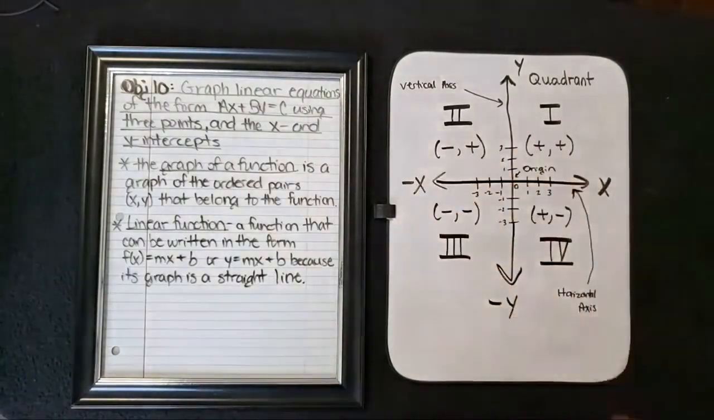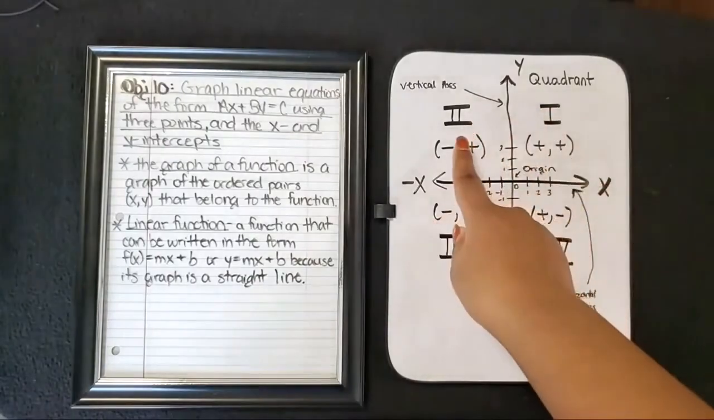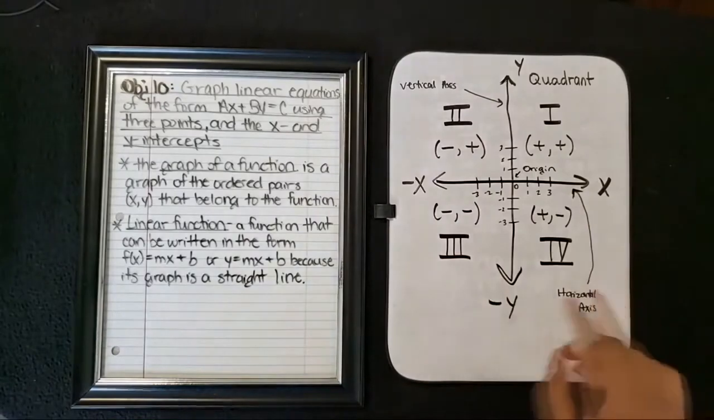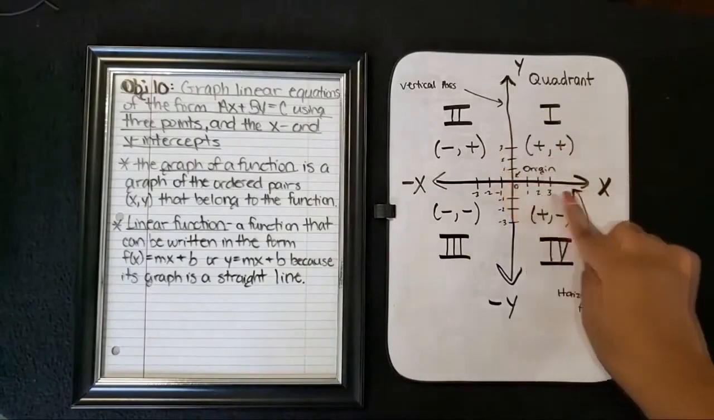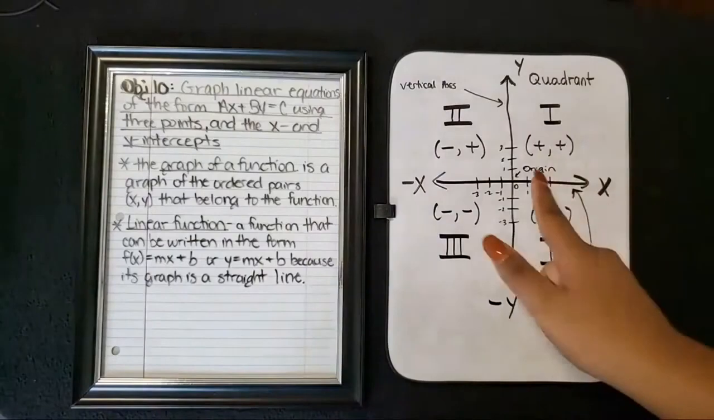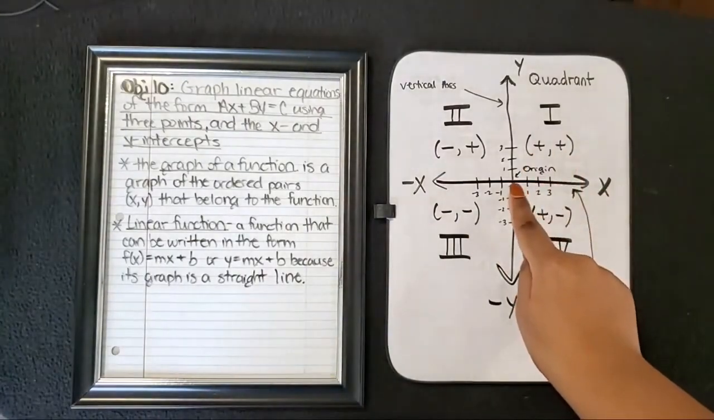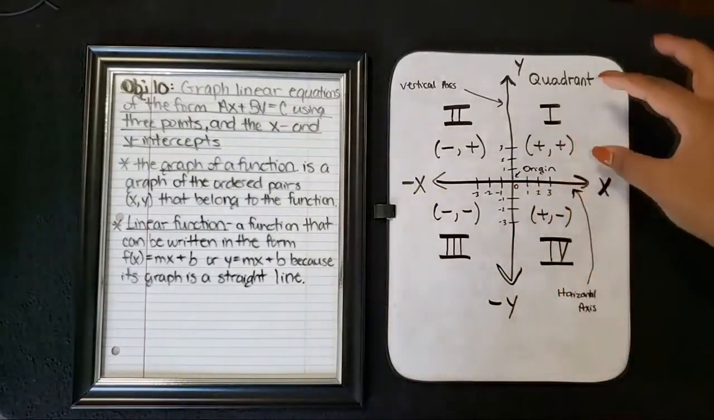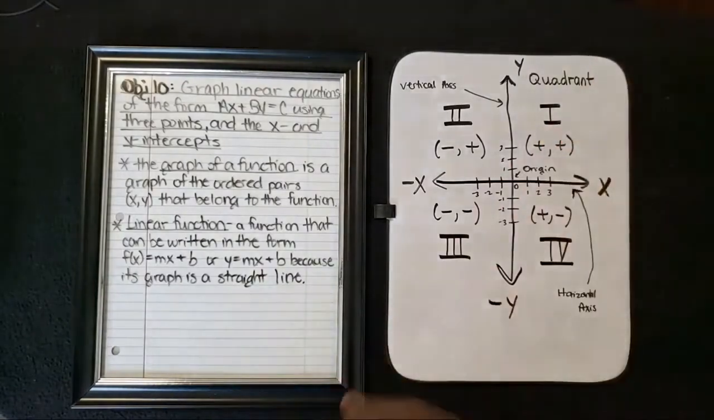Also, you need to know the 4 quadrants. So this is quadrant 1, quadrant 2, quadrant 3, and quadrant 4, okay? And if something is in quadrant 1, it will be a plus plus as far as the coordinates. The x will be positive and the y will be positive because you will have to go along the x-axis and then up the y-axis. So everything in this quadrant will have a positive x and a positive y.